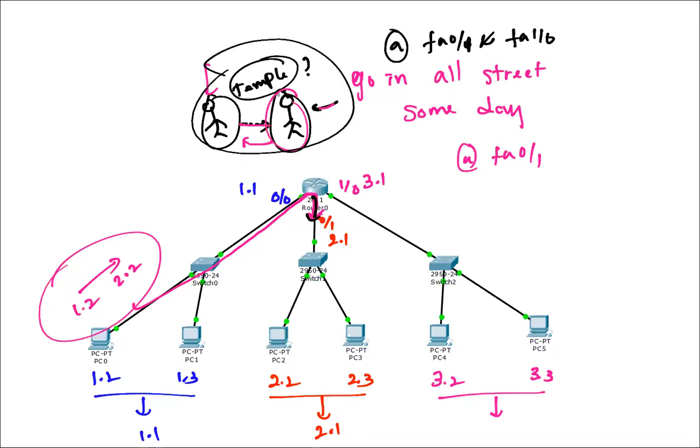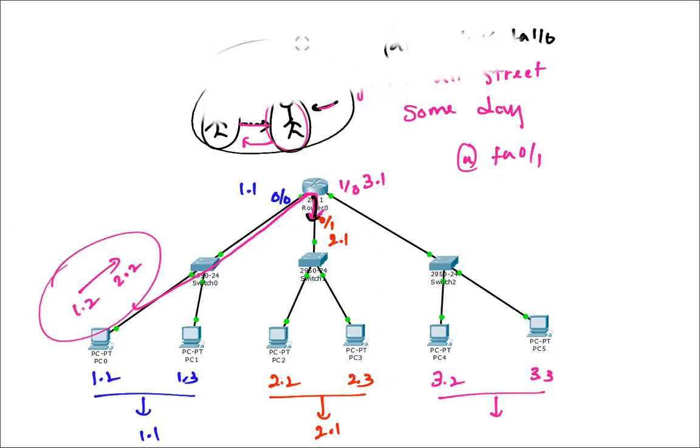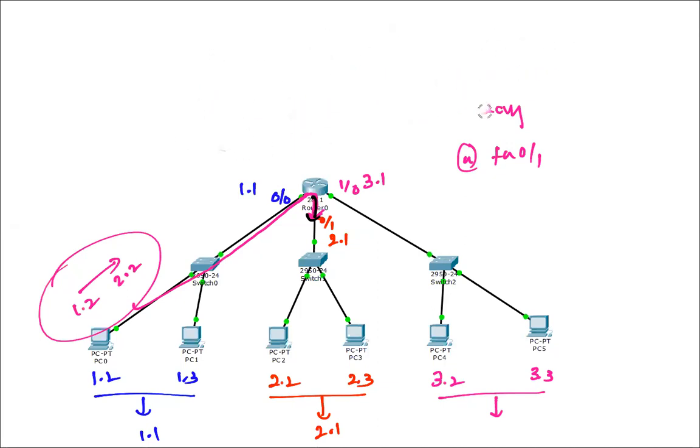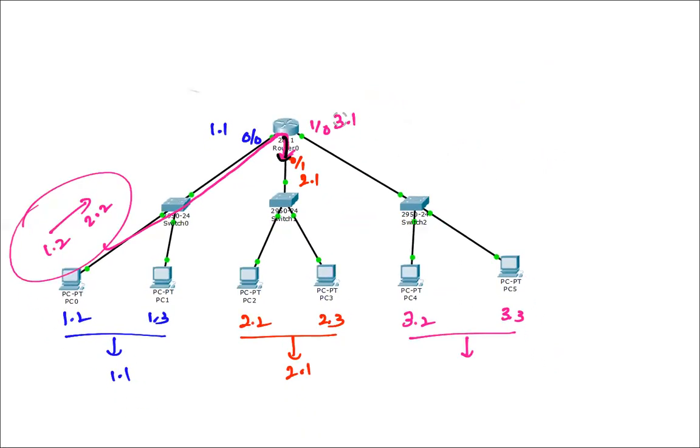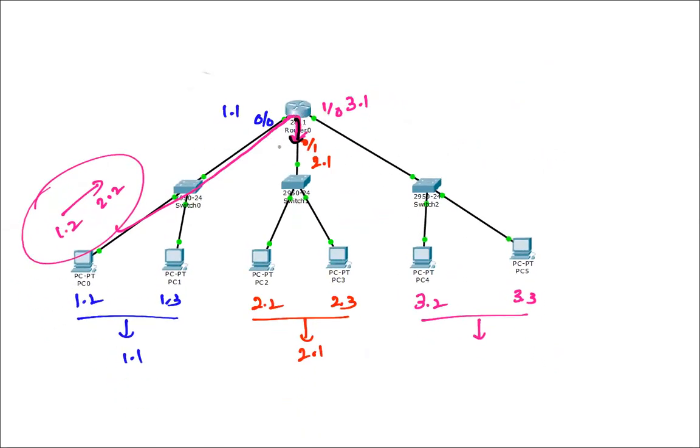So now I'm done with my template example. Okay, let me erase it. I hope you guys understood my example, my analogy here. So what is correct? Option A is correct, which is the middle interface. That middle interface is the one the packet is going to leave from. That's the correct answer.